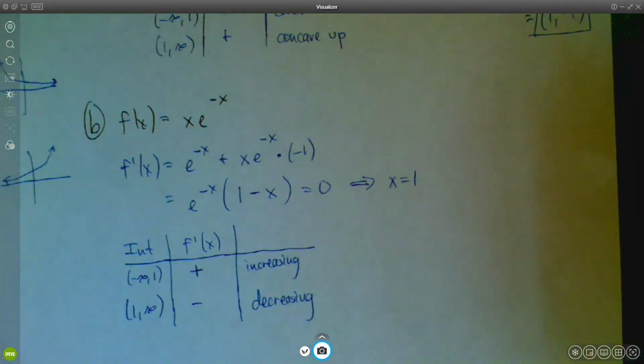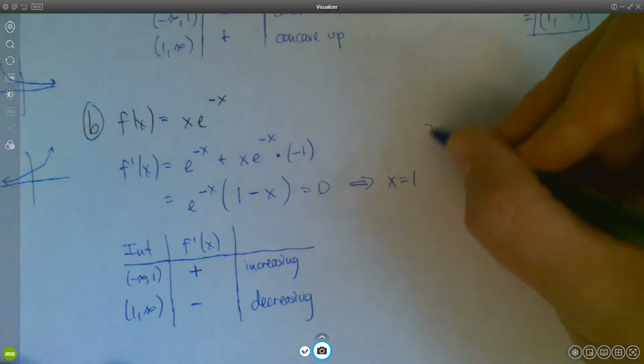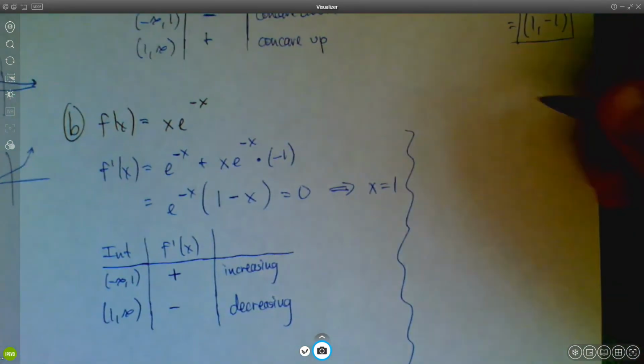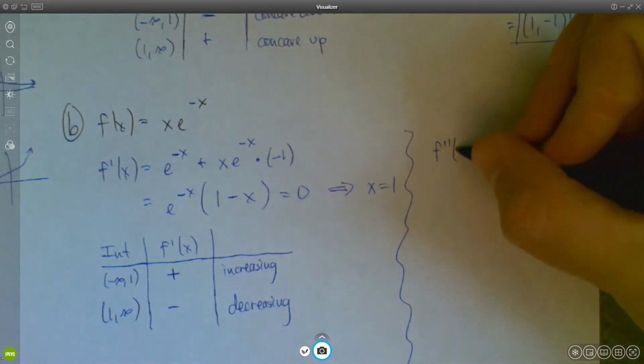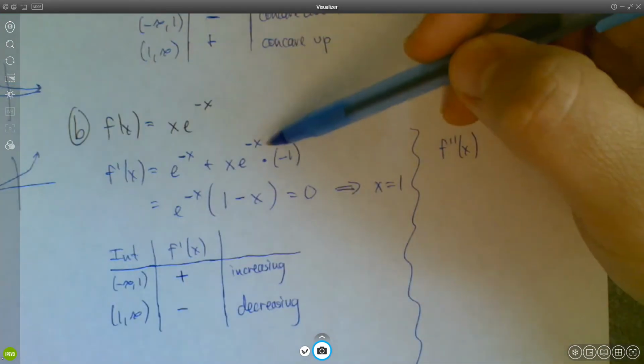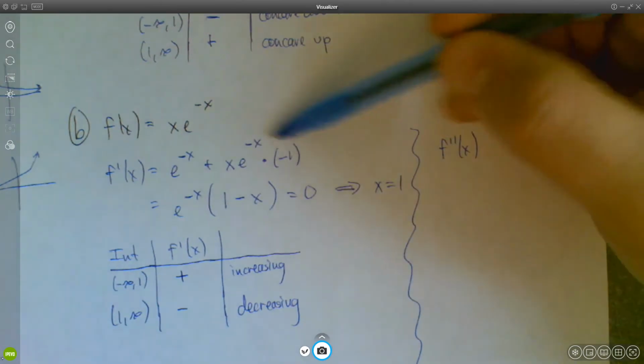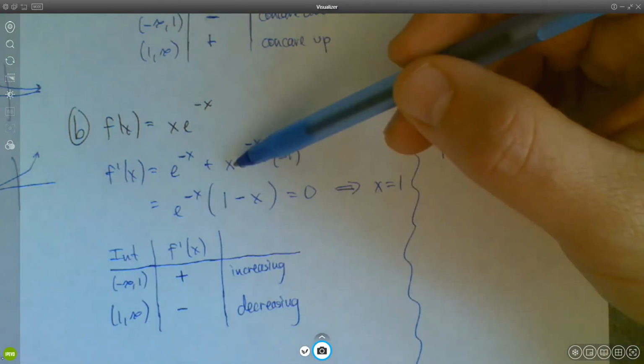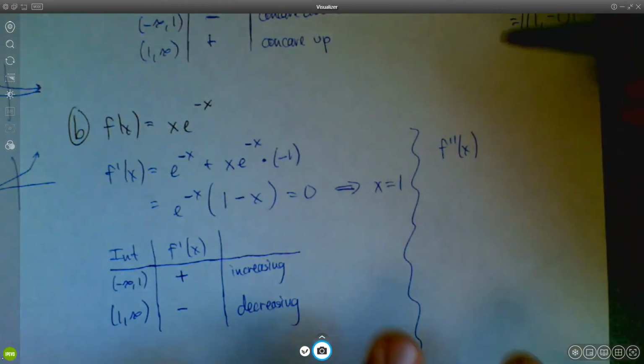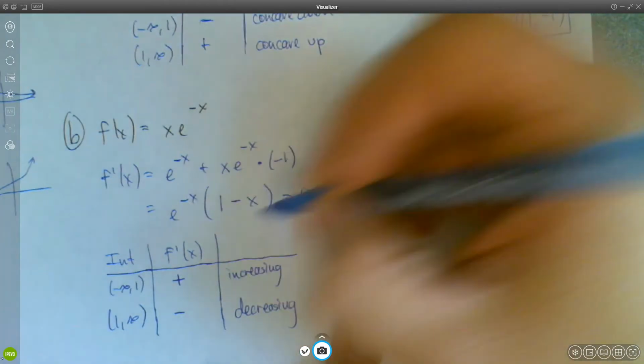Now let's see if we can figure out where it's concave up and concave down and find its inflection point and all that stuff. I'm going to try to squeeze this in over here. So let's take the second derivative, f double prime of x. I'd like to avoid using product rule, but if I can't avoid it, then I might as well just use this thing down here.